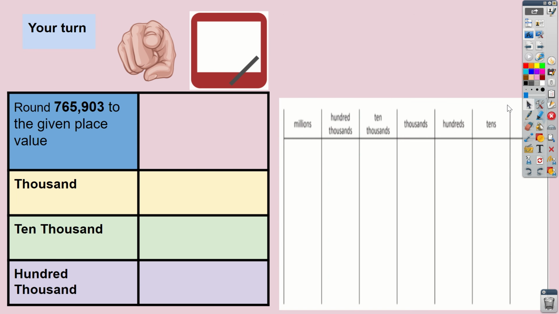That's all for today. If you would like to try something that we did today, you could pause the screen and work on this number. Rounding 765,903 to the nearest thousands place, 10,000s place, and 100,000s place.